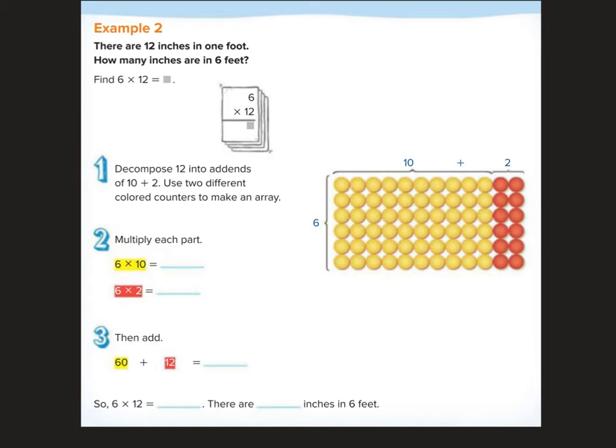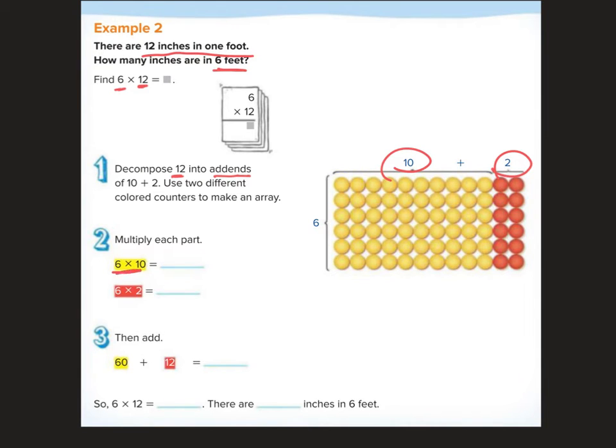Example 2, there are 12 inches in 1 foot. How many inches are in 6 feet? Okay, so if I want to do 6 times 12, I could decompose 12 into add-ins, right? 10 and 2, because 10's an easy number to divide by, or multiply by.